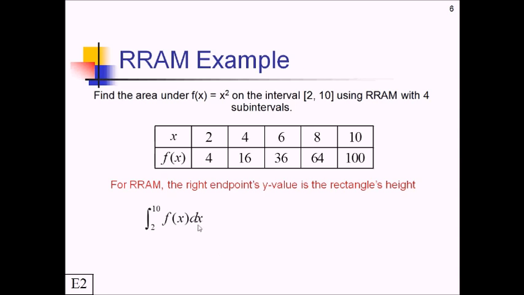So when we approximate this from 2 to 10, we're going to be doing a base of 2 times a height of 16. Next, for this next rectangle between 4 and 6, we're using the height of 36 because that is the right endpoint of the rectangle. So this is going to be a base of 2 times a height of 36. And then we've got a base of 2 times a height of 64, and a base of 2 times a height of 100. And then adding all this stuff up, that's going to be, let's see here, 32 plus 72 is 104 plus 128. That's 232 plus 200. That's going to be 432.